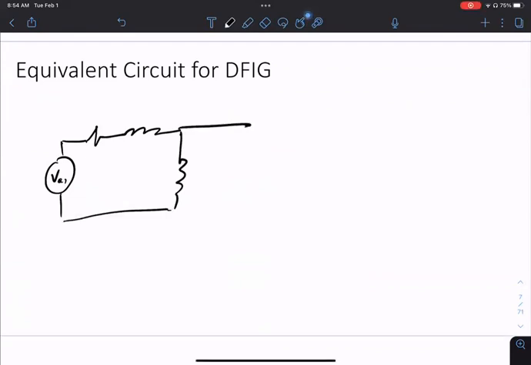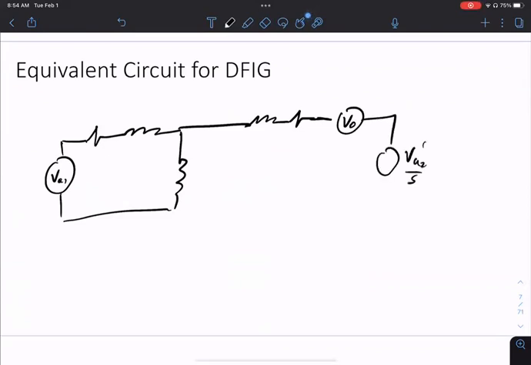Okay, so we have the same circuit as we had before. We have X2, R2 prime. We have a developed voltage here. And then all we do is we add this. Okay, so this comes from the connection to the grid. So this is R1, X1, XM, X2 prime, R2 prime. And this developed voltage is still here.